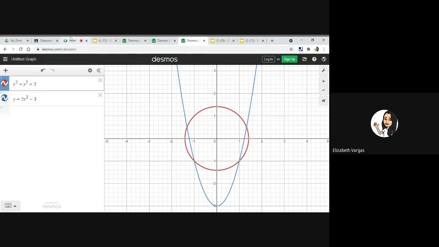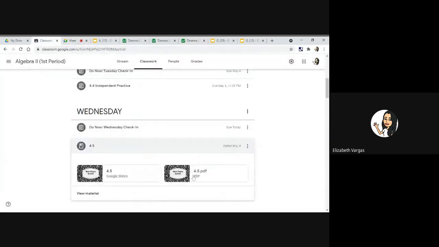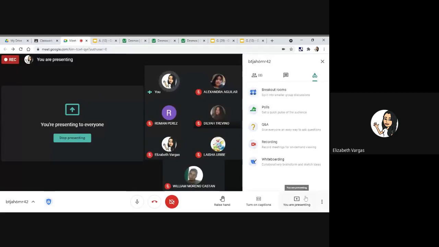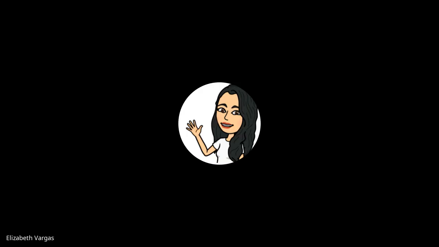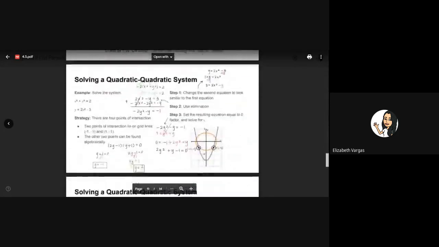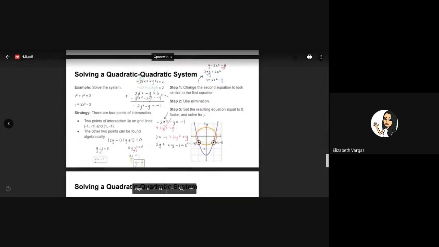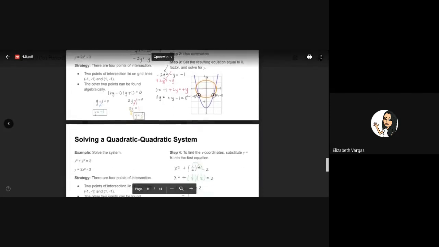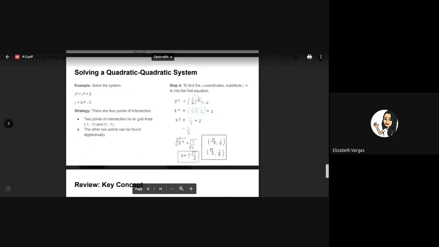Or you can do it algebraically if that is your preference. And like I stated before, you do have a resource available to you which can tell you how to do it algebraically. You would just go to the classwork tab, go to here, and it's going to be this last one. And this would show you how to do it algebraically if that was your preference. Okay, questions?